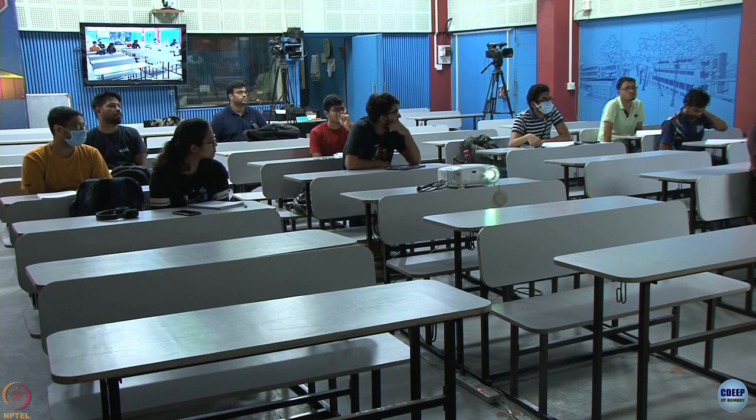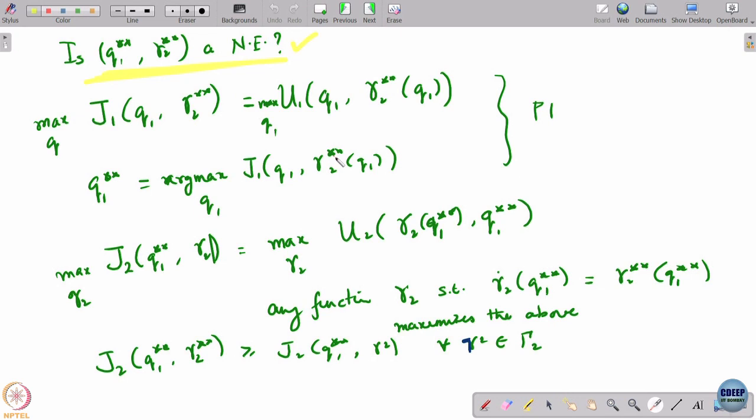Gamma 2 star star of Q1 star is equal to Q2 star, that's right, because it is the response to Q2 star. But see, player 1 doesn't play Q1 star. Player 1 plays Q1 star star, the double starred one, because of this dependence. This is where the anticipation is happening. He's anticipating how player 2 would respond.